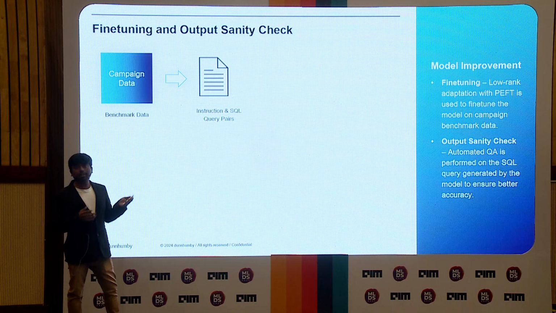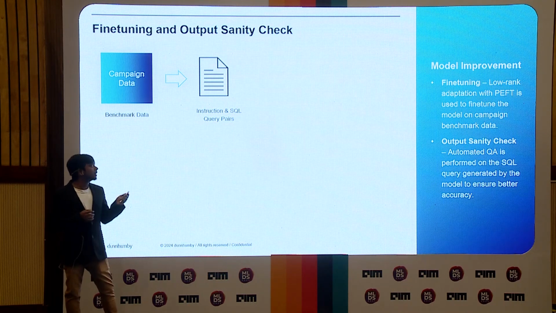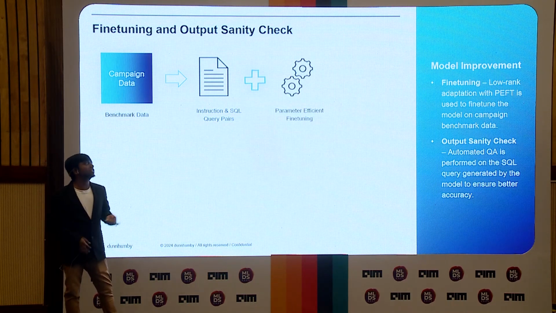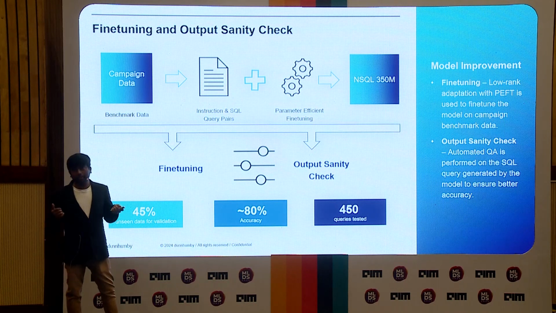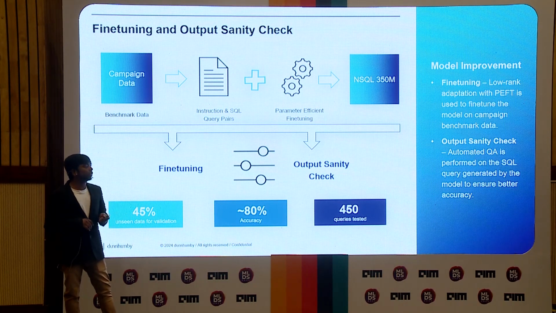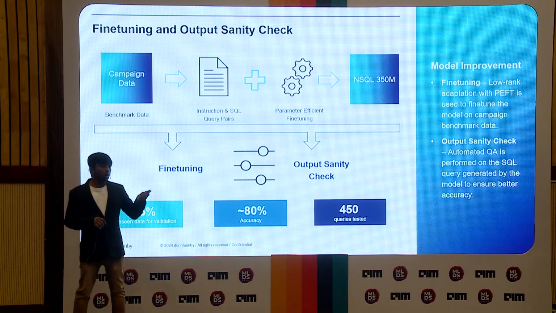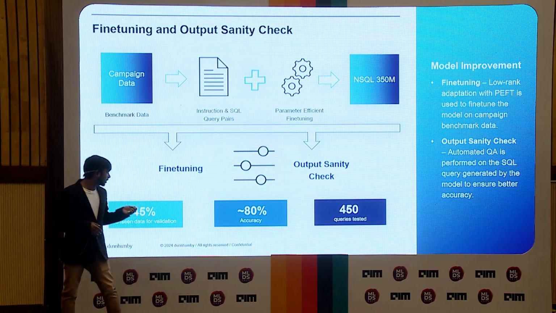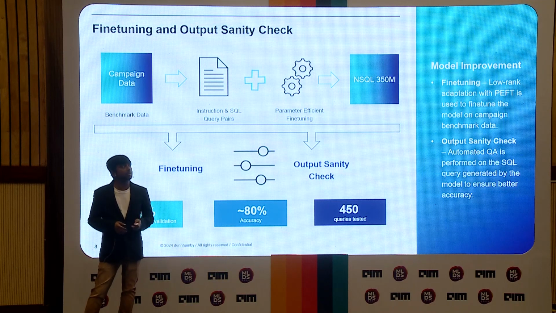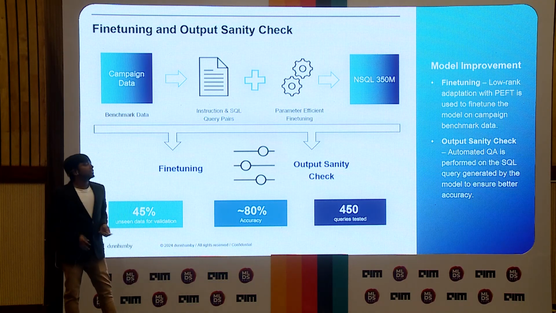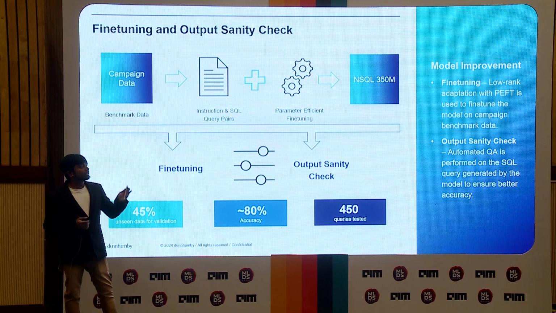So we have these instruction and SQL query pairs created, and using this, we perform parameter efficient fine tuning, which is the norm nowadays, on NSQL, and we were able to obtain accuracies of up to 80%. At the point of publishing this research paper a few months ago, we had tested it on 450 queries, and of late we tested it on more queries, of which 45% were unseen data, and we maintained accuracies of up to 80%.